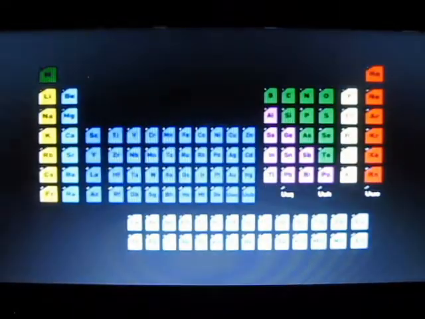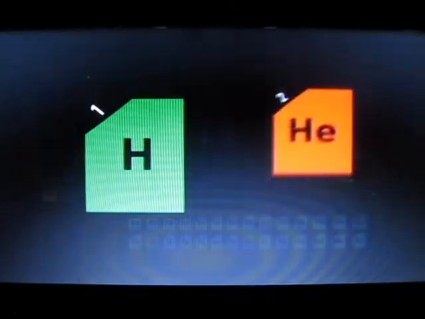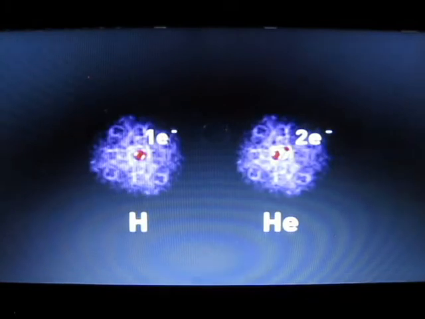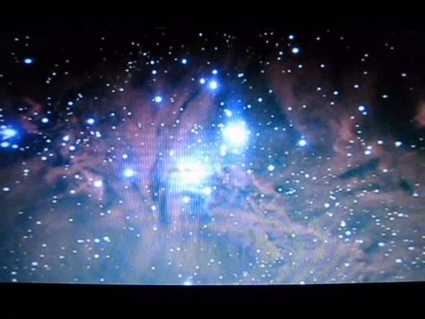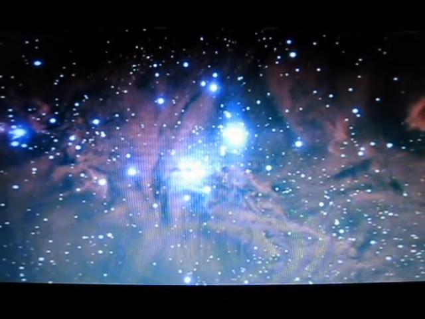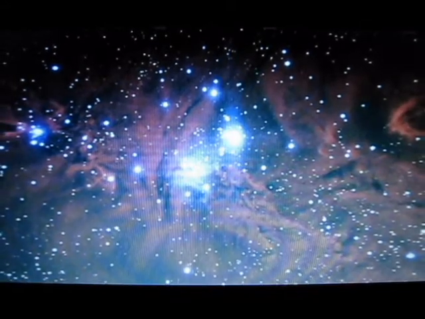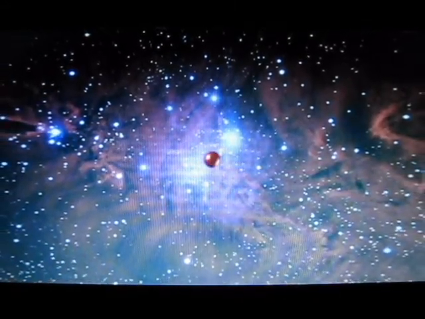Let's look at the first row, or period of the table, which contains the two simplest elements, hydrogen and helium. Both are extremely light, colorless, odorless, and tasteless gases at room temperature, but their similarities end there. Together, these elements make up most of the universe. Roughly 9 out of every 10 atoms in the universe are hydrogen atoms, and most of the remainder are helium atoms. Hydrogen is the fuel that makes the sun and stars shine.